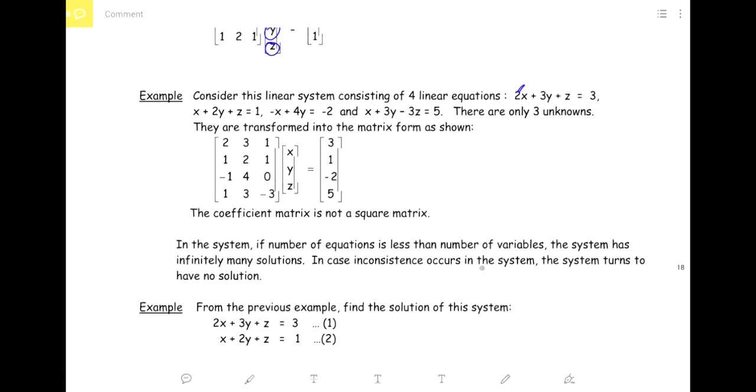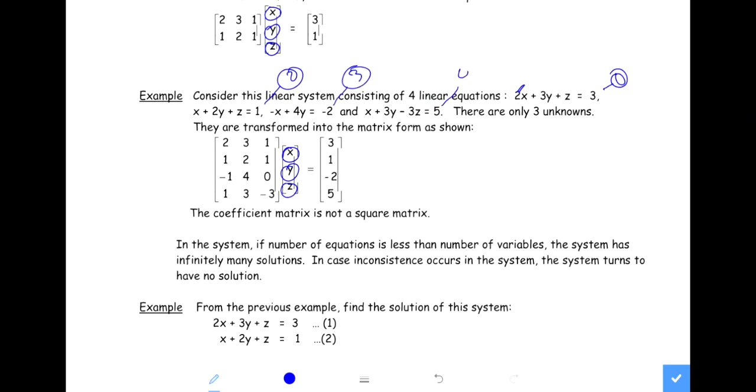Next, the other case. Here you have 3 unknowns, but you have 4 equations. Again, your coefficient matrix is not a square matrix, but this one is a little bit special. I'm going to read again. In the example, the number of equations is less than the number of variables, so the system has infinitely many solutions. This sentence talks about this example.